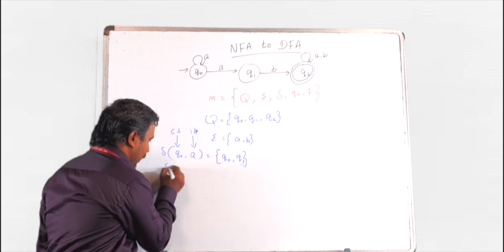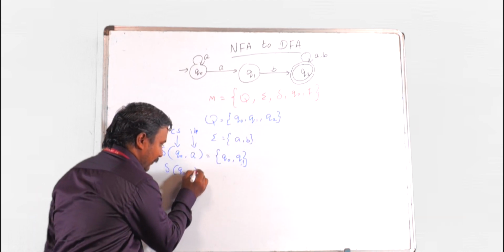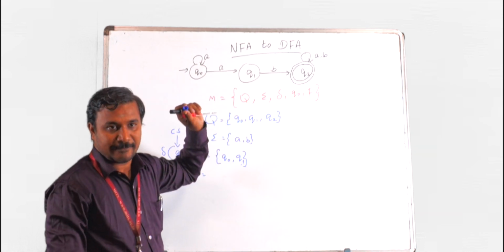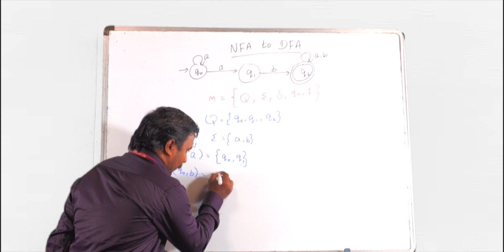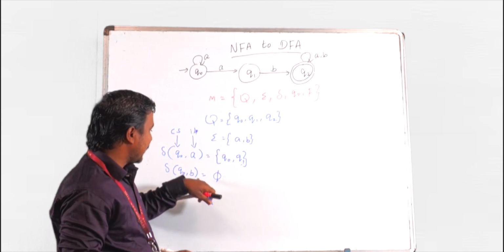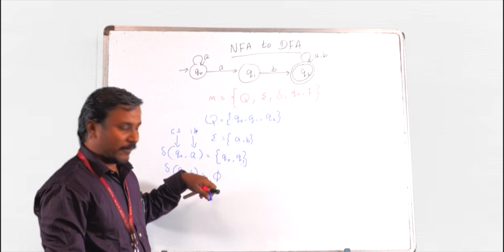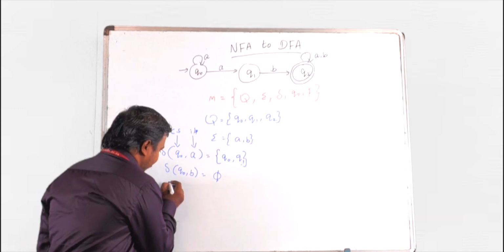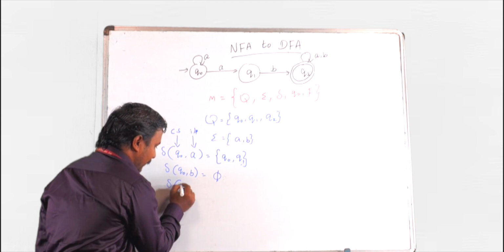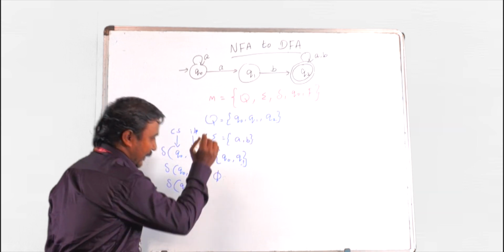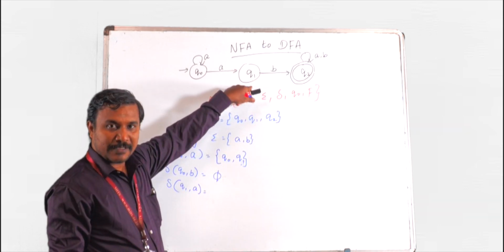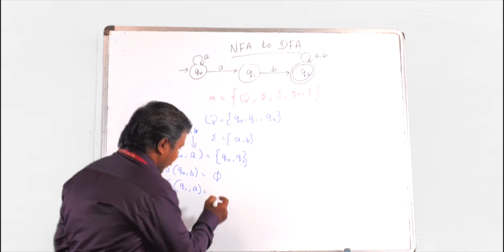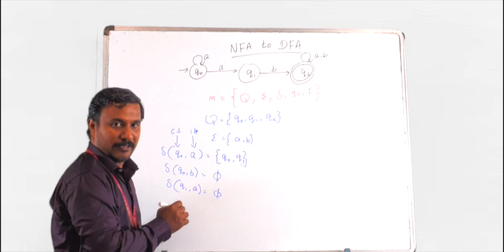Same way, if I am applying Q0 comma B, you can see there is no transition available. That means we can write the null symbol, because there is no next state available for Q0 when we are applying B input. Same way, for the next one, Q1 comma A: when we reach the Q1 state and apply the A input, there is no next state. So here also null will come.